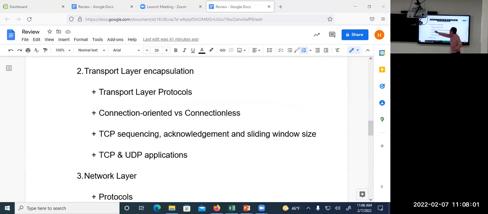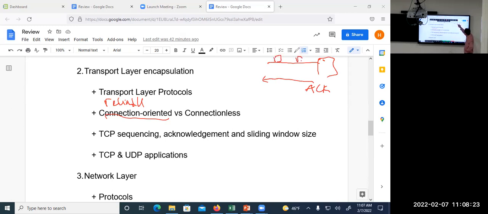So the question here: why is TCP reliable? It is reliable because you have to check whether the destination is available or not, and you have to maintain acknowledgement. Whenever the destination receives it, it has to send back an acknowledgement. It confirms that it already received segment number 1, segment number 2, and so on.